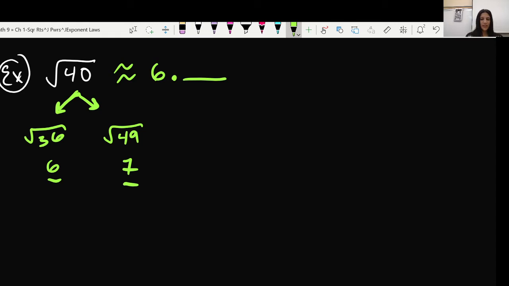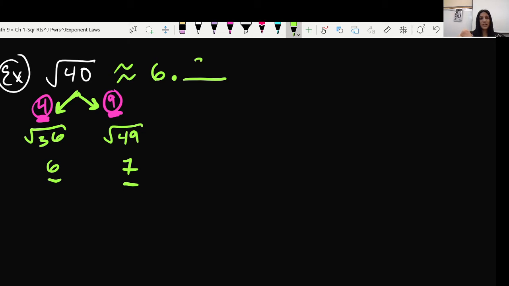Okay, and then if I'm looking at what the difference is between these, I'm actually going to count them this time. So the difference between 36 and 40 would be 4 spaces away. And the difference between 40 and 49 would be 9 spaces away. So this is giving me an idea that this is closer to the number 6 than it is to the number 7. If the difference here and here was exactly the same, I would say 6.5, but it's not. So I'm going to approximate and think, okay, I would say maybe 6.2 or 6.3, because it's only 4 spaces away from root 36.